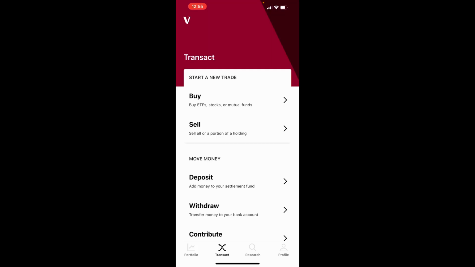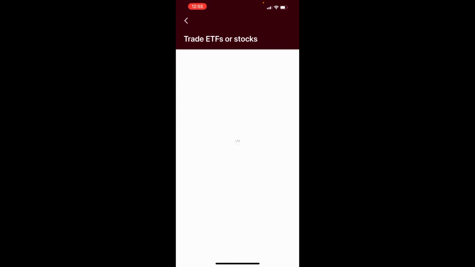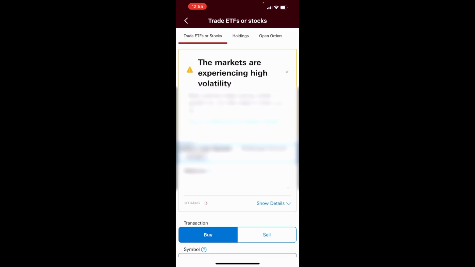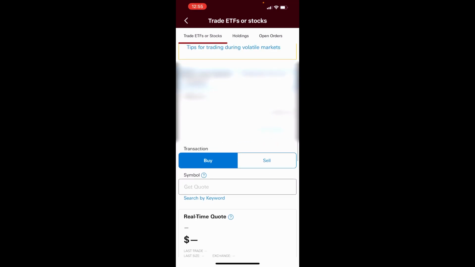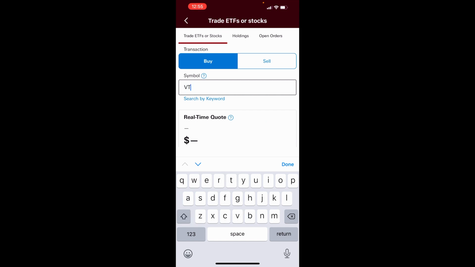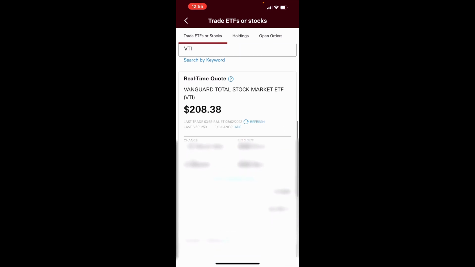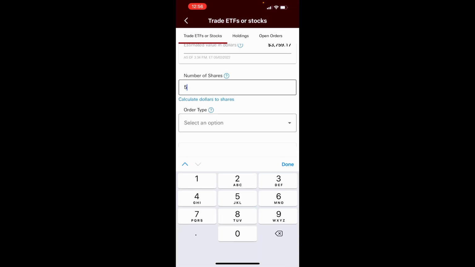This is the Vanguard Brokerage Funds app, and I choose buy for buy ETFs, and I choose ETFs. And then you select the account that you want to make the trade in, and then you choose the transaction you want to make. I want to purchase shares of VTI, which is the Vanguard Total Stock Market ETF. And there's the price quote, 208.38. And so I want to buy 5 shares of it. So I type in the number of shares.